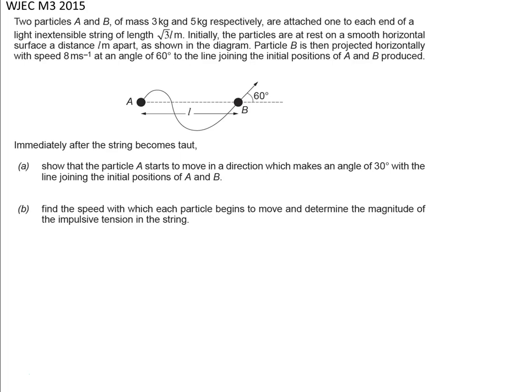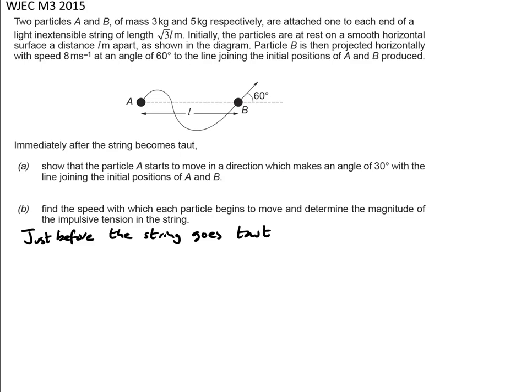We're told that immediately after the string becomes taut, we have to show that the particle A starts to move in a direction which makes an angle of 30 degrees with the initial line joining the positions of A and B. And we have to find the speed with which each particle begins to move and the magnitude of the impulsive tension in the string. Now on this example we've got to be very careful to build things up slowly and steadily and make sure that we understand what is happening.